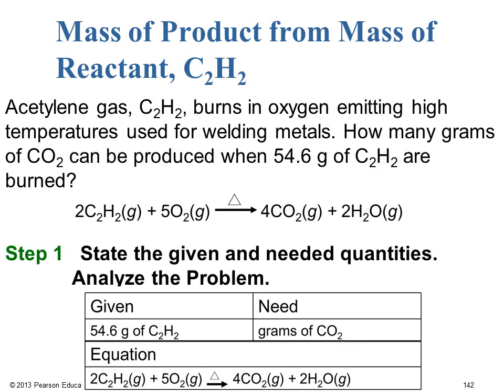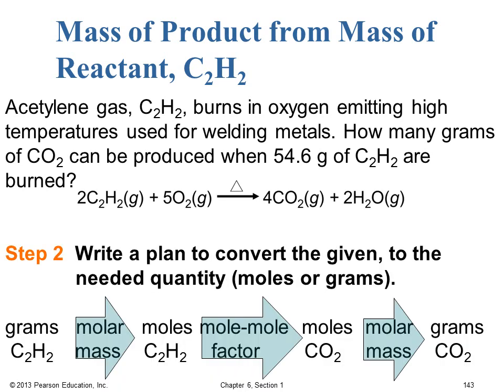If we have acetylene gas, C2H2, that burns, another combustion reaction, it's asking how many grams of CO2 are going to be produced if we burn 54.6 grams of C2H2. So we have to go from grams of C2H2 to grams of CO2. Again, we use moles as the middleman. We start with grams of C2H2, convert that to moles of C2H2 using the molar mass, then use our mole ratio to get to moles of CO2, then go back to grams of CO2 using molar mass.